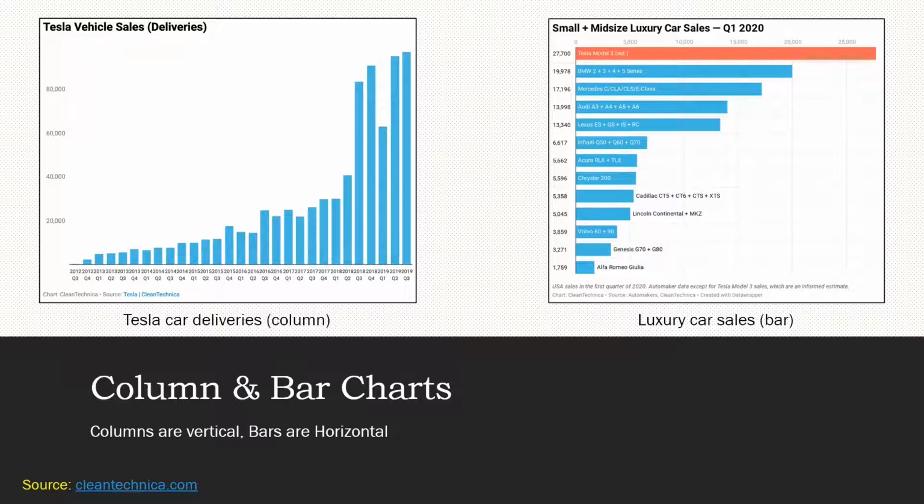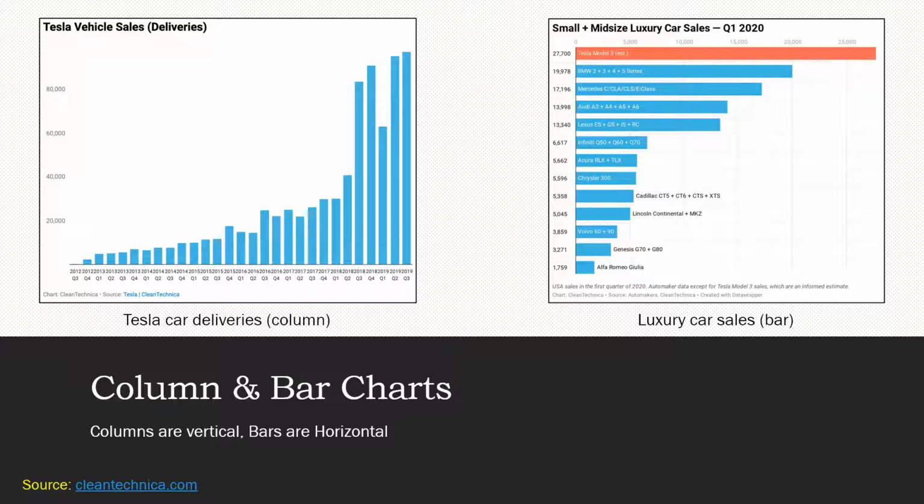Of course, you can always compare side by side, but it's also easy to just draw your eye and compare quarter 3 2019 directly with quarter 4 2012. And like any type of chart, what we're doing is we're displaying a lot of information at once visually. On the right, we have a bar chart. The bar chart is comparing different small and mid-size luxury car sales. It allows us to see how the Tesla Model 3 is selling compared to other luxury sedans.